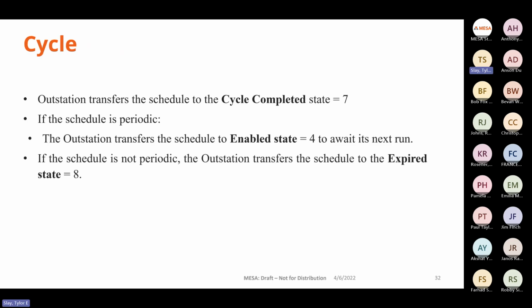If we are to cycle a schedule, the outstation transfers to cycle complete. If the schedule is periodic, that's when you would cycle. It transfers back to the enable state, and it awaits its next time to run. If the schedule is not periodic, then it transfers from cycle complete to an expired state.